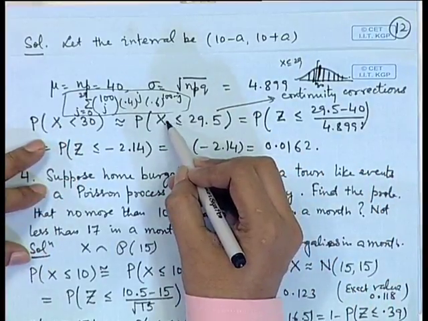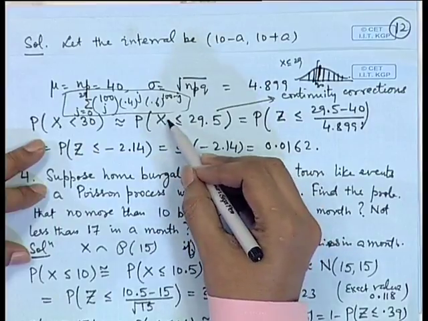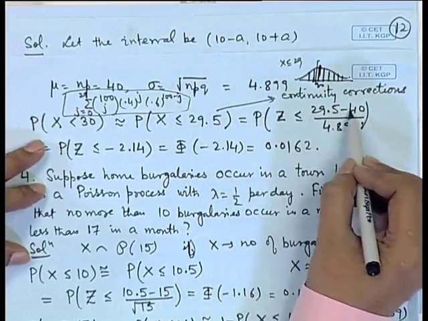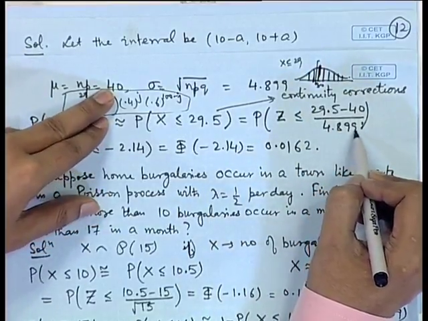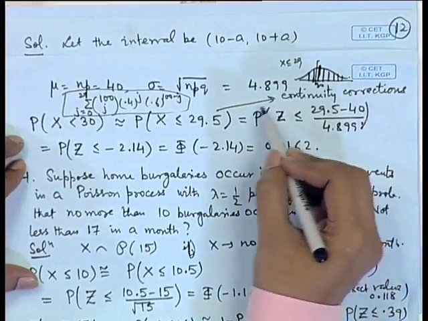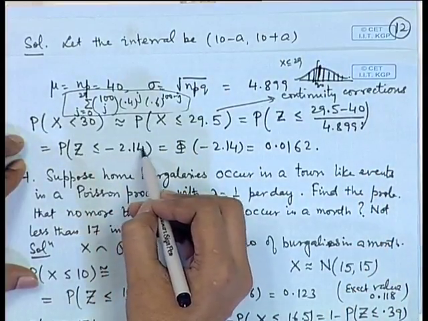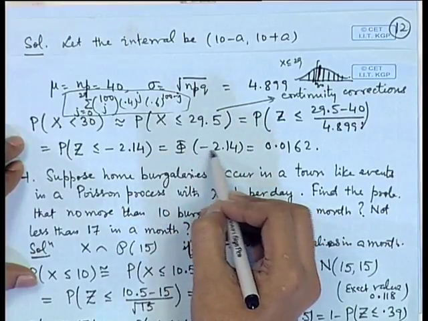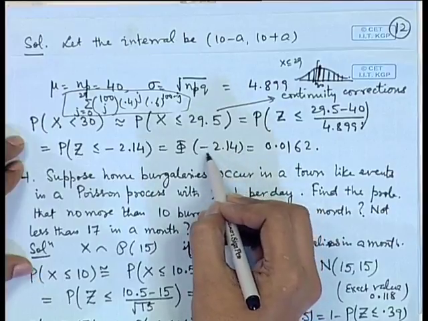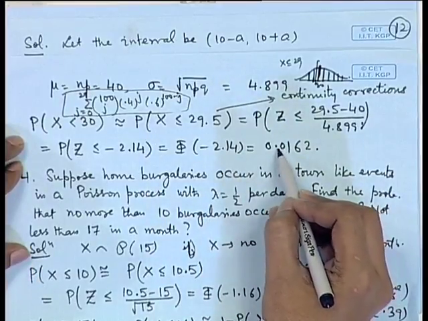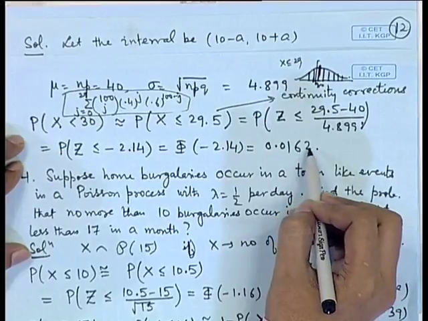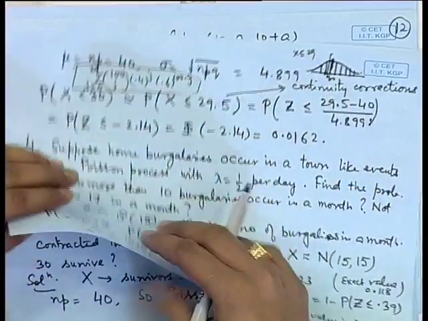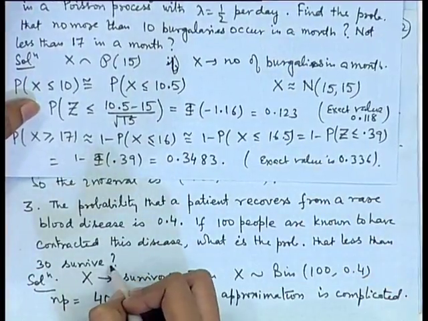Now, we make use of the fact that (x minus mu) by sigma is approximately normal. So, (29.5 minus 40) divided by 4.899, this is z less than or equal to minus 2.14, that is the CDF of the standard normal distribution at the point minus 2.14. So, from the tables of the normal distribution we can observe it is 0.0162. So, the probability is quite small that fewer than 30 will survive.